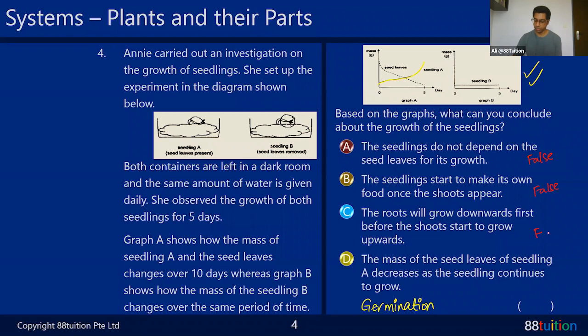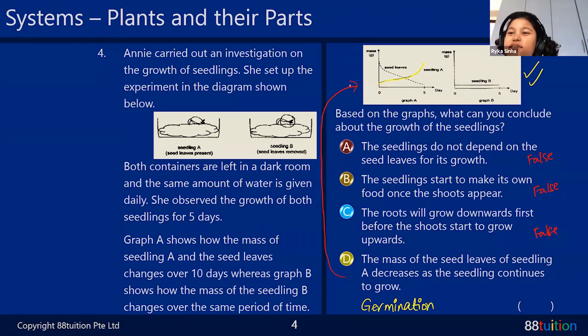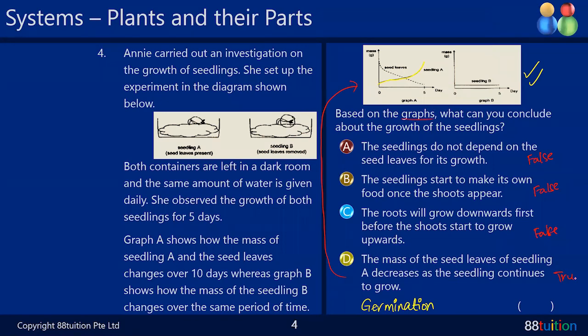And the last one is the mass of the seeds decreases as the seedling grows. Why? Because this directly relates to the graph. So it's based on the graph. So true. So the answer is D.